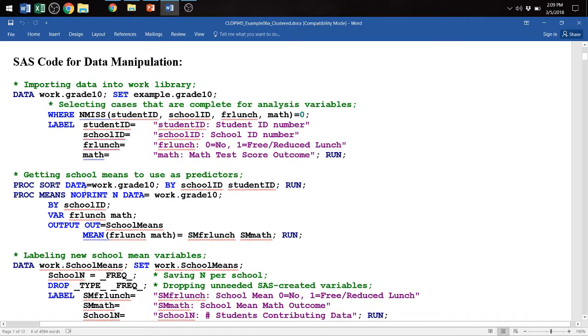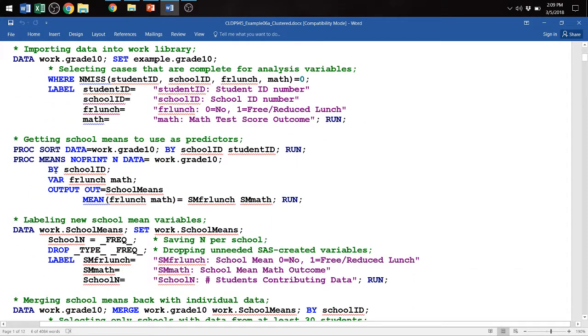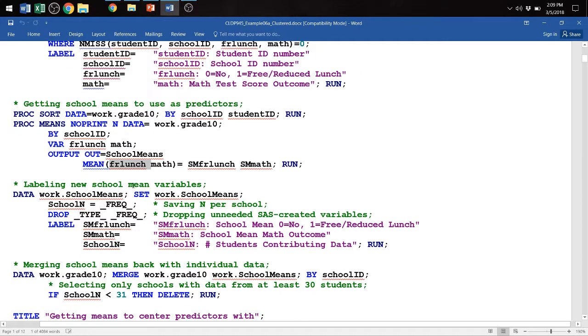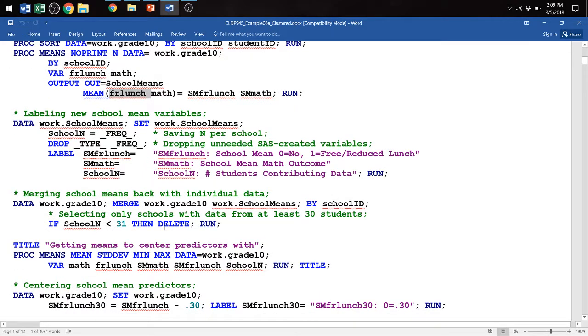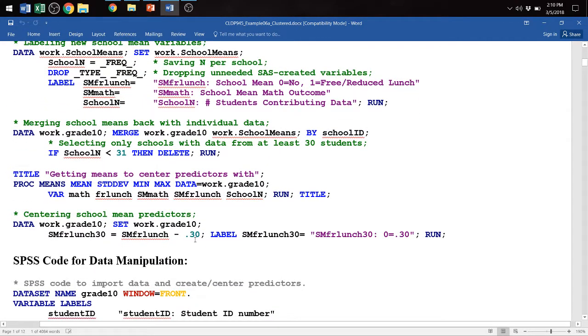So in SAS then, the first thing I did is run proc means by school, and I got school level means for my math outcome and for my free lunch dummy code. Because free lunch is a dummy code, the school means are going to range from 0 to 1, meaning 0, no students in the school get free lunch, to 1, meaning 100% of the students do. I merged those school mean variables back into my original data set, and I'm running descriptives on them here.